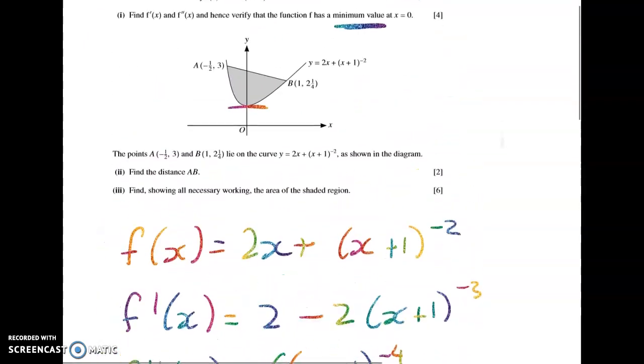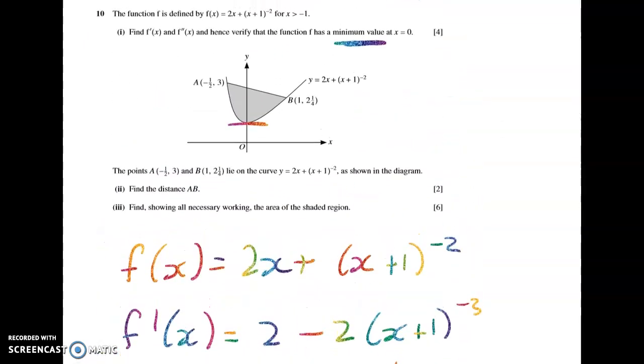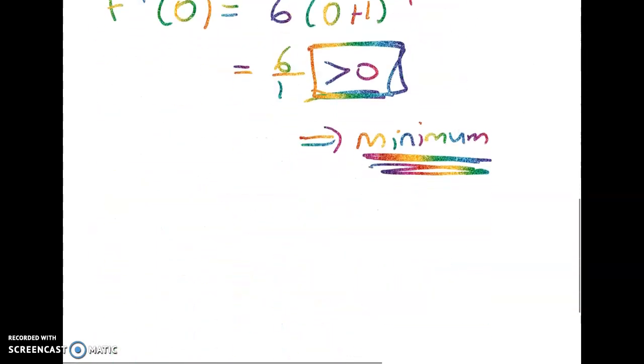So we've done the first 4 marks, so that was good. And the next bit is also pretty easy. We have to find the distance between the 2 points, and we're going to do Pythagoras to do that.